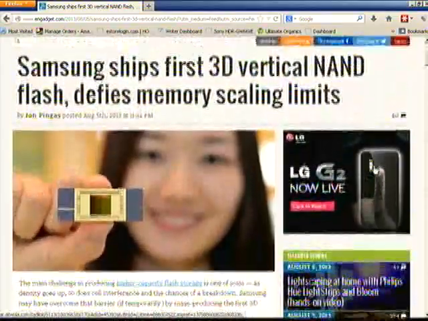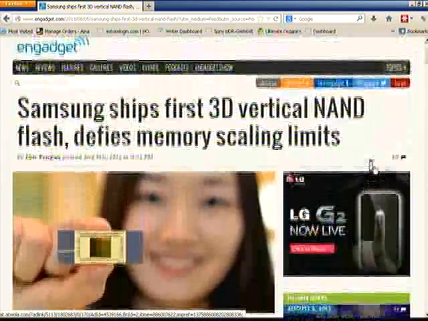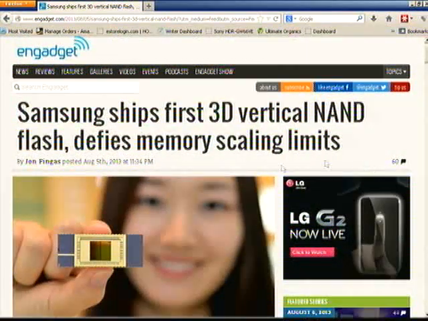That's a picture of it right there. I mean, look how small that is. That's what Samsung is dealing with. And definitely, this is going to keep Samsung ahead of the game.